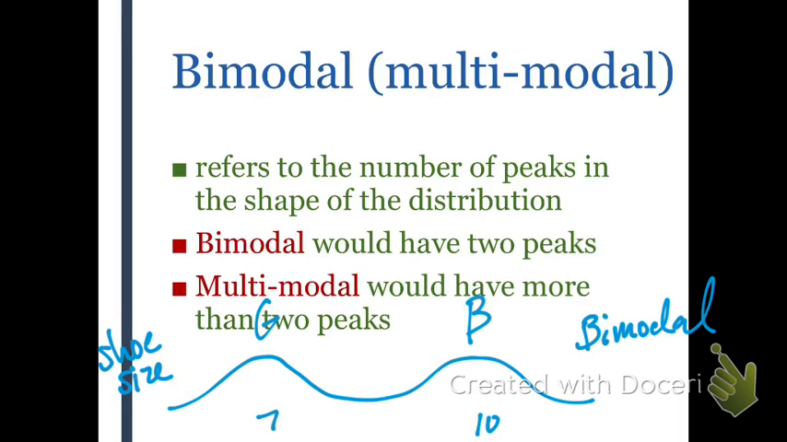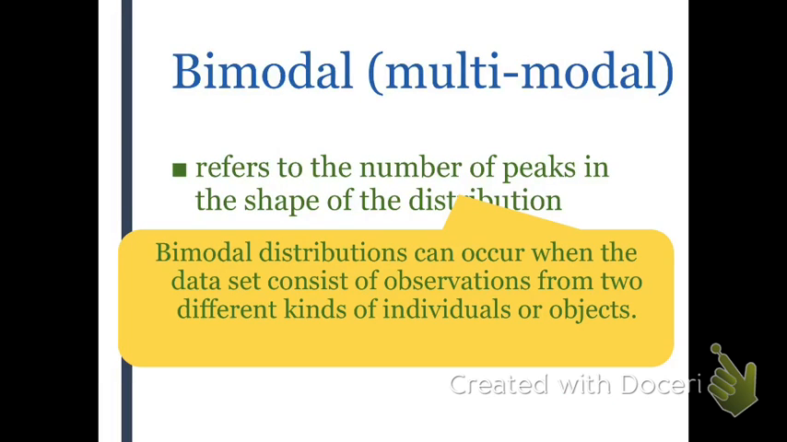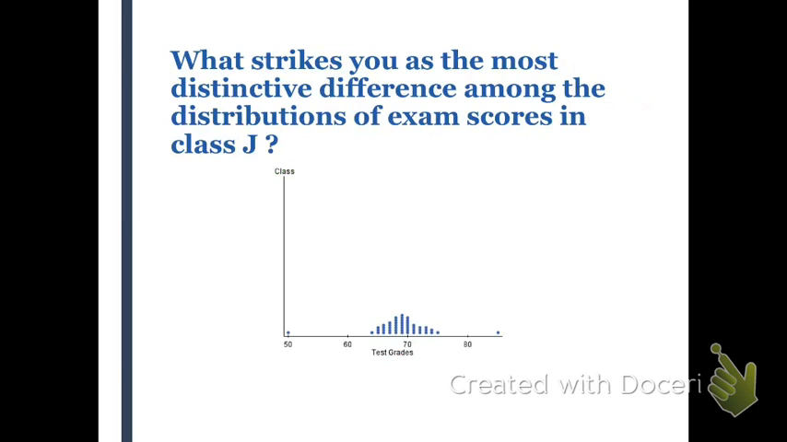Can a bimodal be symmetrical? Yes, it can be a bimodal. Bimodal distributions can occur when the data set consists of observations from 2 different kinds of individuals. So that's kind of the example that I just gave.